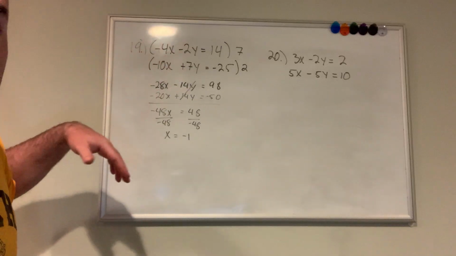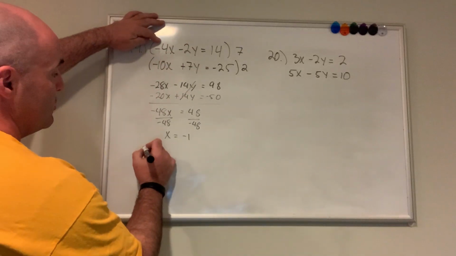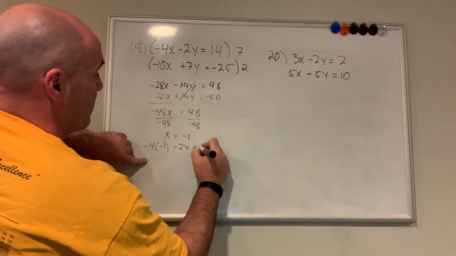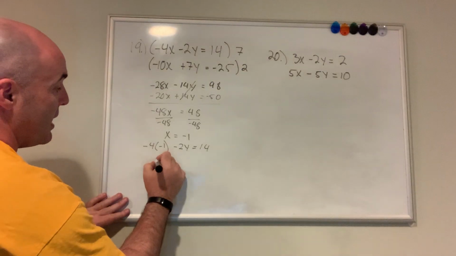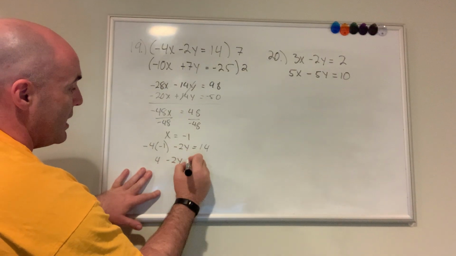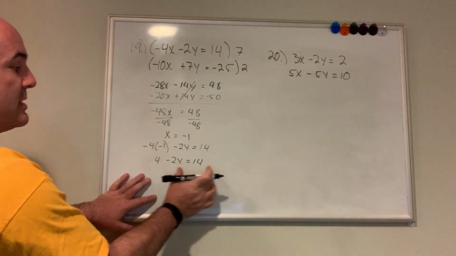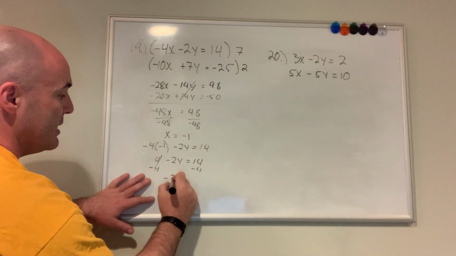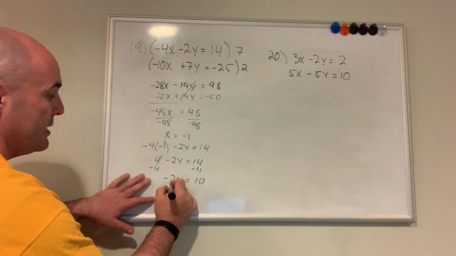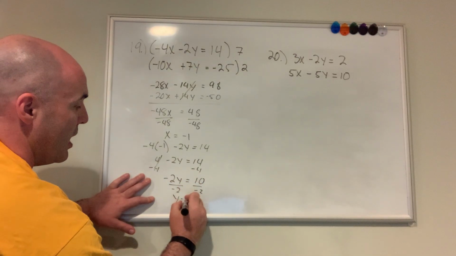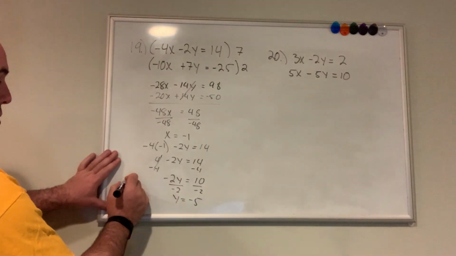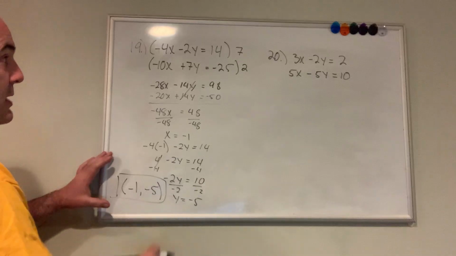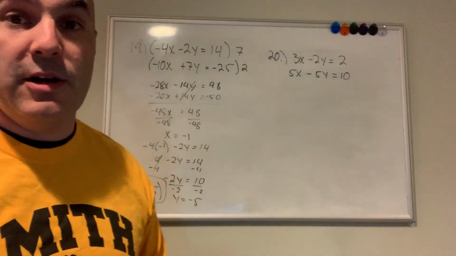Since my numbers are small in the top equation, I'm going to bring this back to the top equation. So let's replace the x with negative 1, and we're going to solve for y. Negative times a negative is positive, so 4 minus 2y is equal to 14. We're simplified on the left-hand side, simplified on the right, so let's go ahead and solve. Subtract 4 from both sides. Negative 2y is equal to 10. Divide by negative 2, and y is equal to negative 5. So we've got the coordinate negative 1, negative 5 is the point, the common solution to both those equations. That's the point where they intersect.